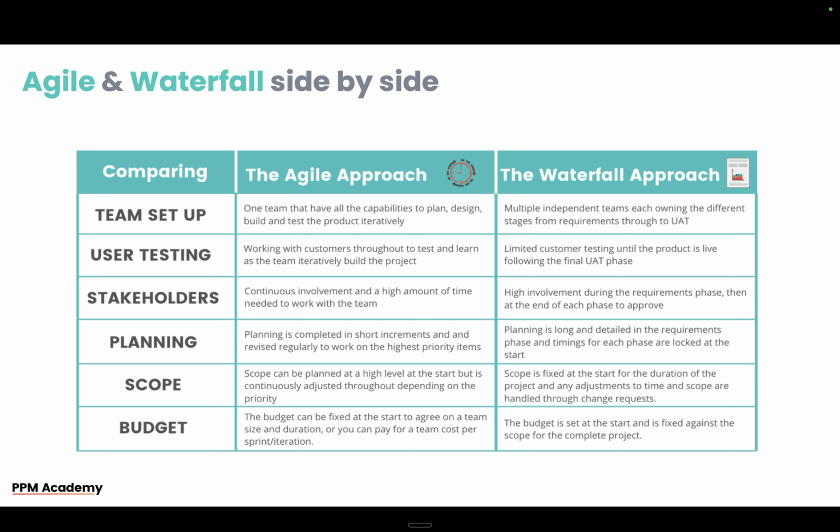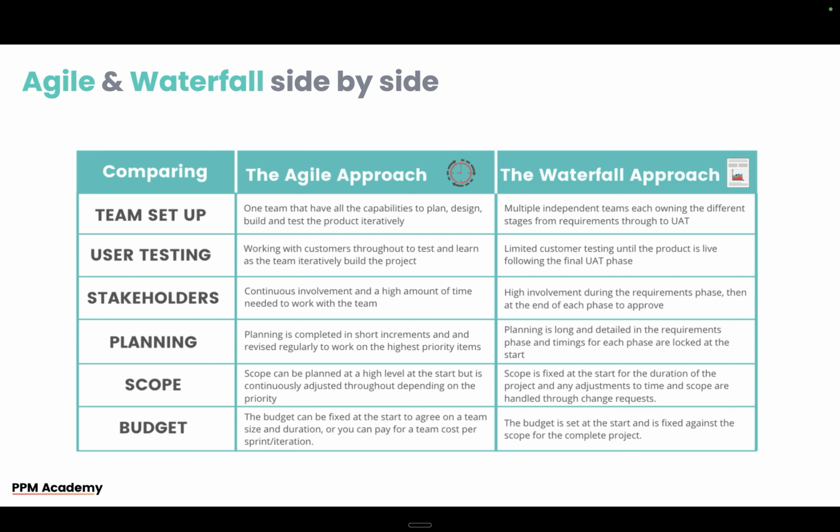So, how to choose? It's not easy. Here's a few things to think about. You put them side by side. So, the agile approach from the team setup, typically they have all of the capabilities to build that product iteratively versus waterfall. You've got lots of independent teams owning each stage of the requirements through to UAT before it ultimately goes live. User testing. So nothing beats getting your product, whatever it is, in the customer's hands. So working with customers throughout to test and learn on the agile approach versus the waterfall can be very limited until the product is live, and potentially none at all until it goes live.